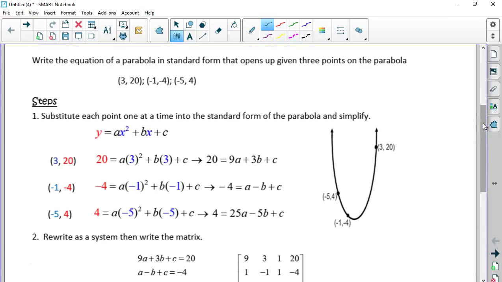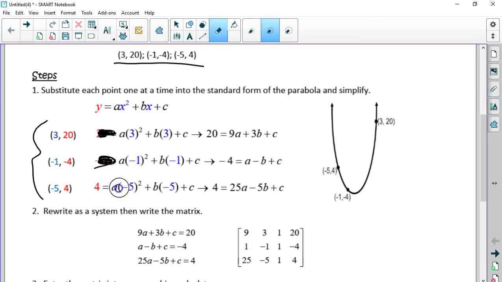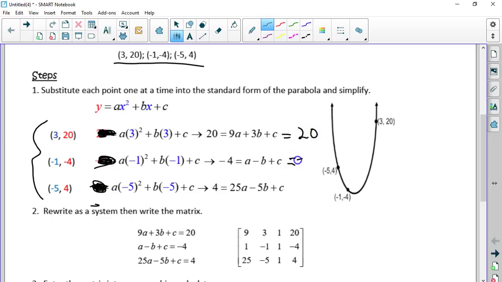All right? And I'm just going to have one suggestion to make this a little bit easier. I would highly suggest you write your 3 points vertically like that in a column. Now, the only thing I would suggest that's a little bit different here is I would put the equal sign on the other side. So equals 20, equals -4, and equals 4. And I'll get to why that is. It's easier for setting up the matrix.